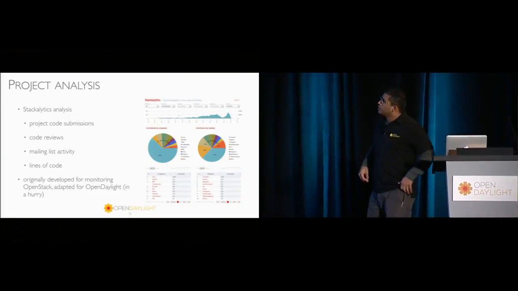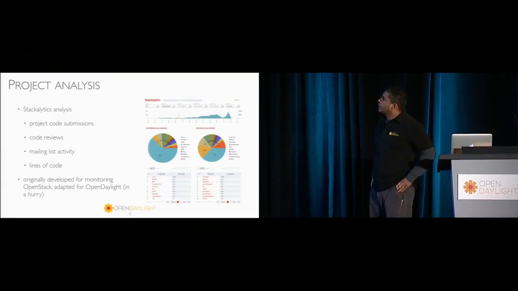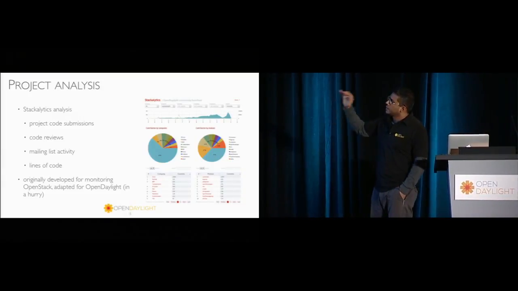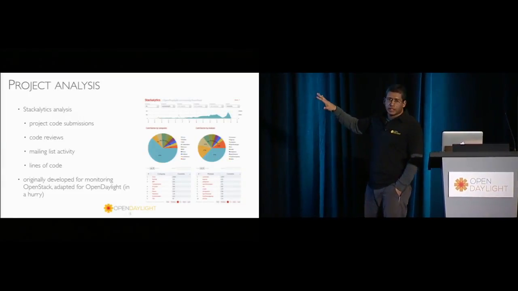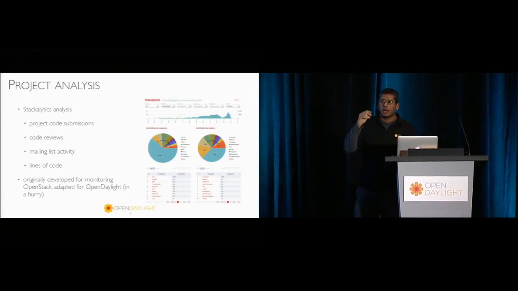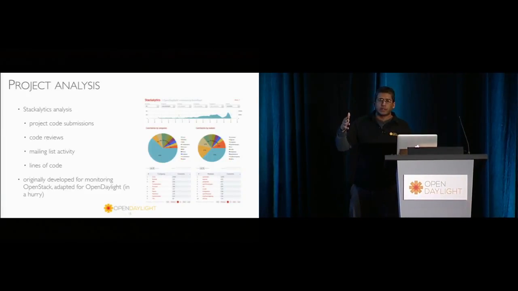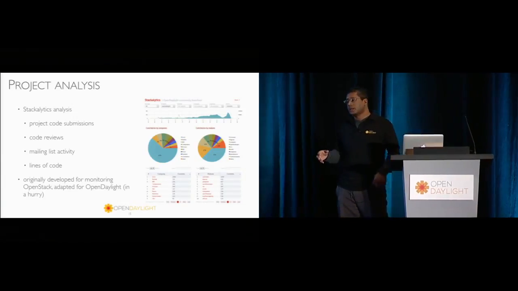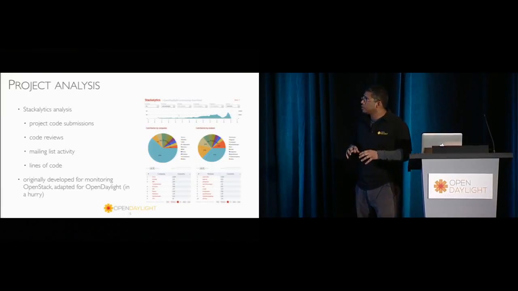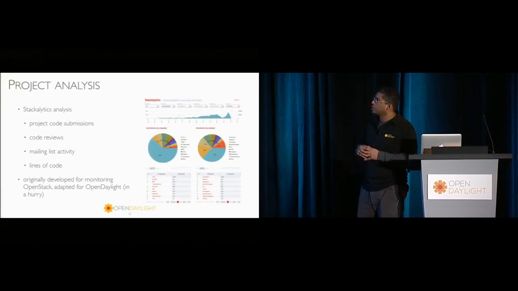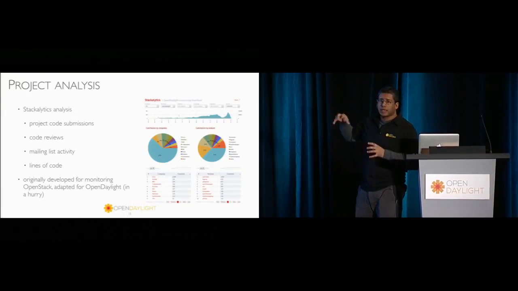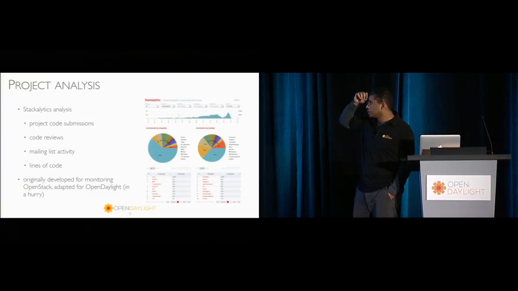Now, for this piece, what I did was use a project called Stackalytics. Those of you who are involved in OpenStack may have seen this project. It's basically a project that tracks community involvement, which companies are committing, which individuals are committing code and changes, the size of the code base, and so on. So I took Stackalytics and adapted it a little bit to point it at the OpenDaylight code base to do a similar kind of analysis.